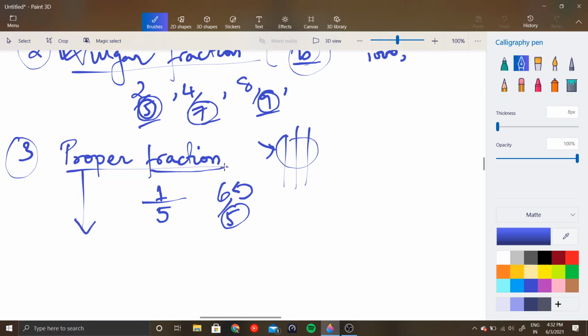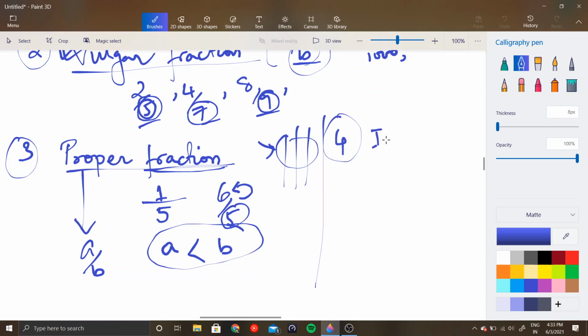This is the actual meaning of a fraction: if it is of the form a by b, then the numerator is always less than the denominator, right? So this is a proper fraction.